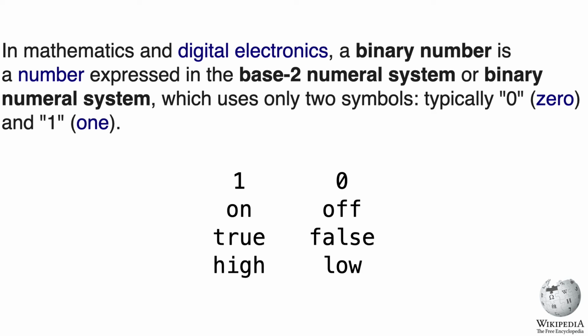So what is binary? Well, in mathematics and digital electronics, binary is a number expressed in a base 2 numeric or binary numeral system, which uses only two symbols, typically 0 and 1. We often will say on or off, true or false, high or low. And this is basically the fundamental building blocks of a computer. All a computer can do is determine 1 and 0, on or off, and it builds those in combinations to help it think and process information.